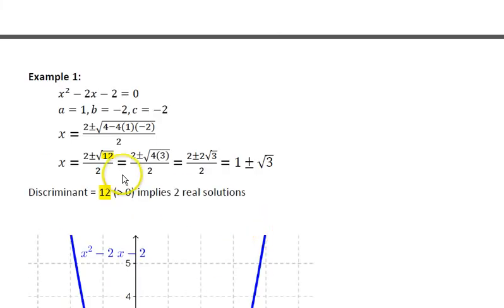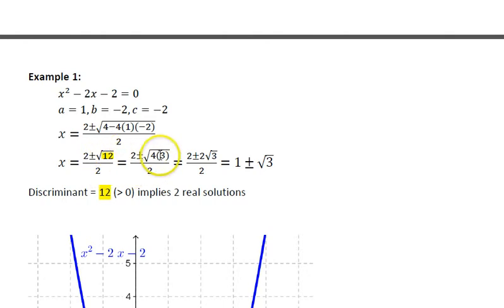Example 1. X squared minus 2x minus 2 equals 0. First, identify a, b, and c. A is 1, the coefficient of the second degree term. B is negative 2, and c is negative 2. Substituting these values into the quadratic formula carefully, we get this expression here. Simplifying the radical, we get the square root of 12 under the radical. So 2 plus or minus the square root of 12 over 2.